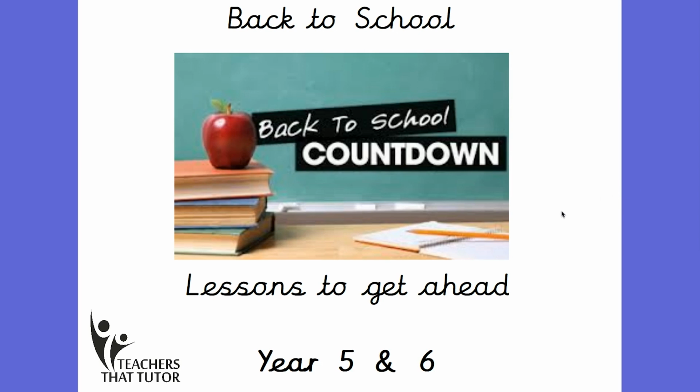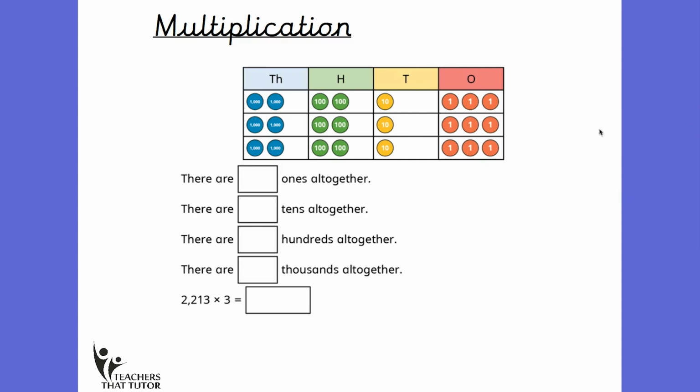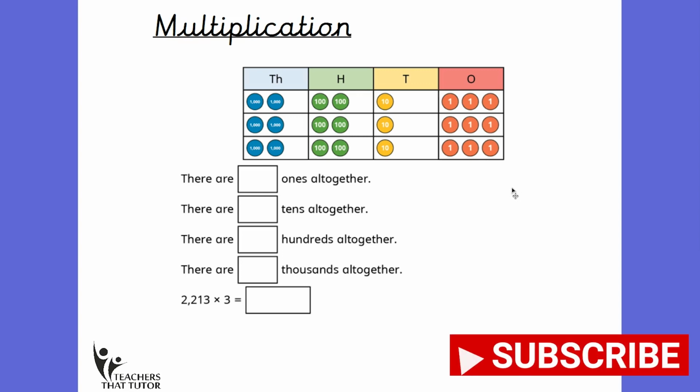Today I'm going to be talking about Year 5 and 6 maths, in particular multiplication. In Year 5 and 6 the expectation is that children can multiply 4-digit numbers by 2-digit numbers, and we're going to be doing that today. So we're going to work through this and hopefully you will have a better understanding of how to do this.